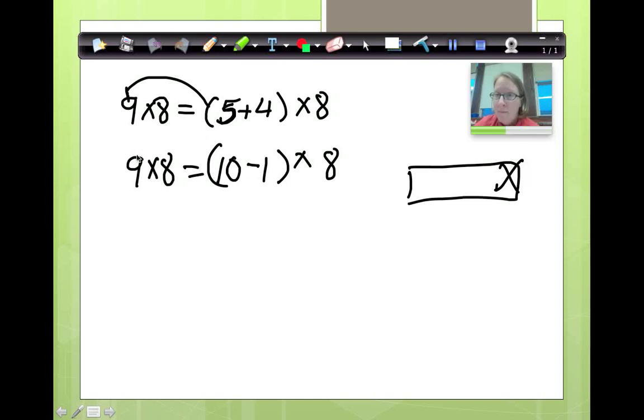How many things, what did we have here in each one of those boxes? They were all 8s. We were counting up 8s, so we multiplied by 8.